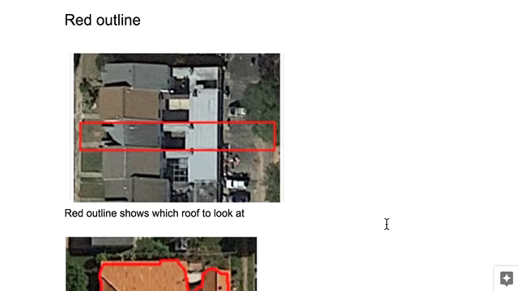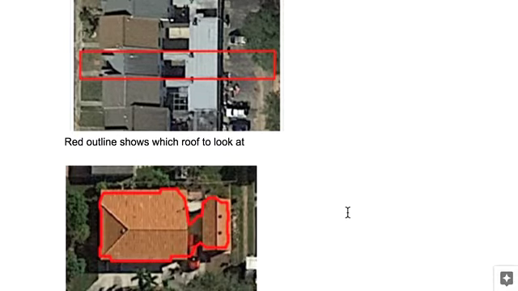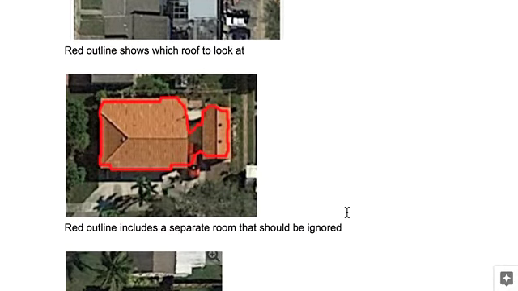But also be aware the red outline is not precise, which means sometimes the red outline may include objects that you are supposed to ignore. For instance, in this case, the red outline includes this tiny structure here that is separated from the main building. Therefore, this is not an attached extension. You should ignore this and only look at the main part, which is hip and gable.